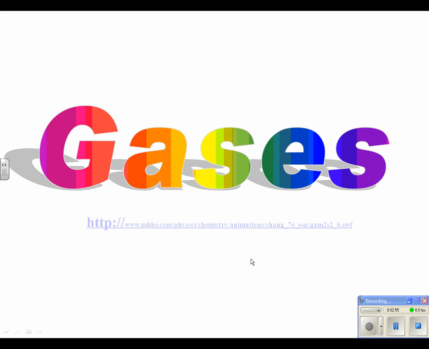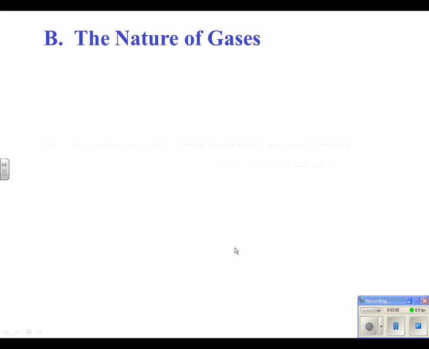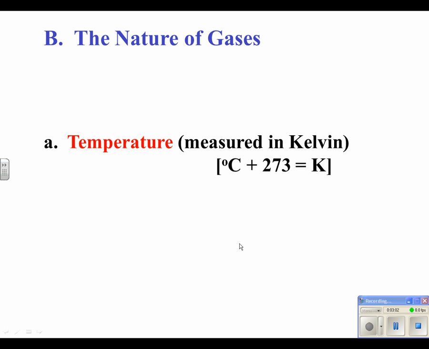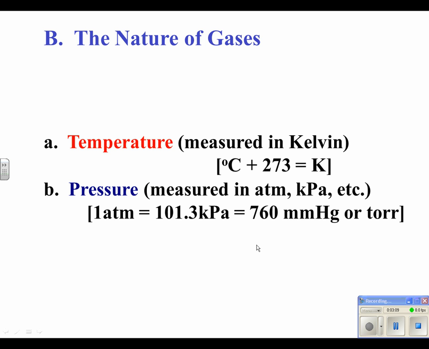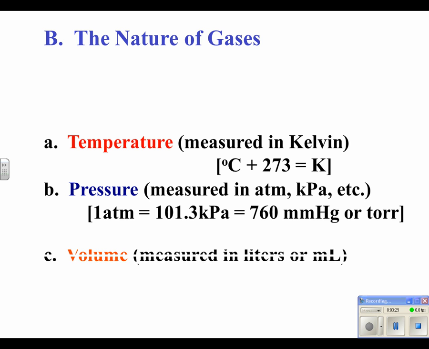All right, talking about gases here. The big thing about gases is that their nature is influenced by 4 things. First of all, temperature. You always have to have the temperature in Kelvin in order to make calculations. Pressure, measured in atmospheres or kilopascals. It doesn't matter what you measure your pressure in as long as it's consistent all the time. So if you're going to measure in atmospheres, you have to always measure in atmospheres. If you need to convert, those are the conversion factors between the 3 major ones.